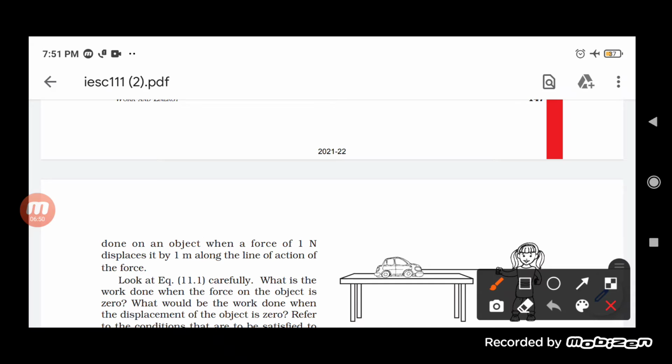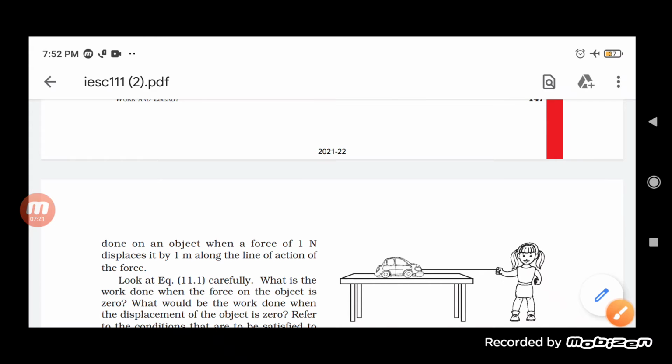Basically, what is joule, student? Joule is when a force of 1 Newton displaces an object by 1 meter along the line of the force. Okay, so basically when we apply a force of 1 Newton on an object, making it displace 1 meter, that we call 1 joule. That is the definition of 1 joule.